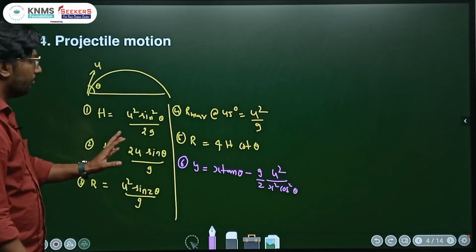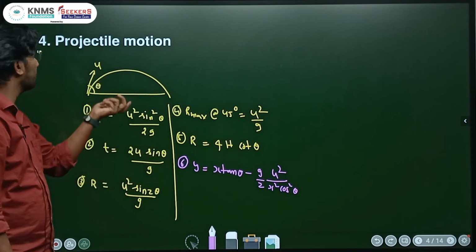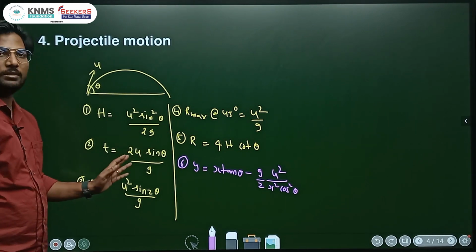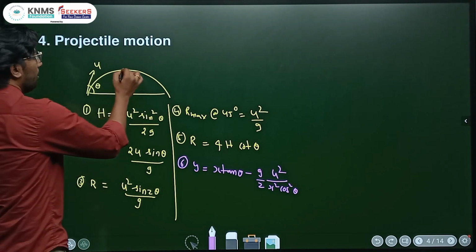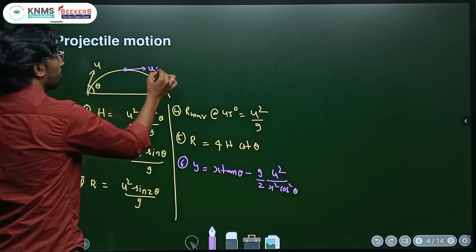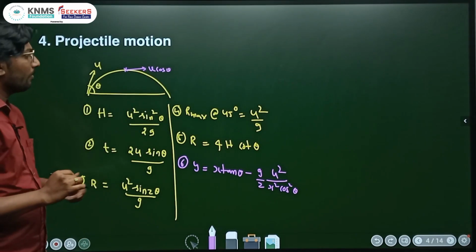So these are a few basic equations that you need to know. If you are beginning this topic for the first time, by knowing these equations you can still get the answers for projectile motion. At the maximum height, velocity will be only in the x direction, that will be u cos theta, and the vertical component of the velocity will become 0.